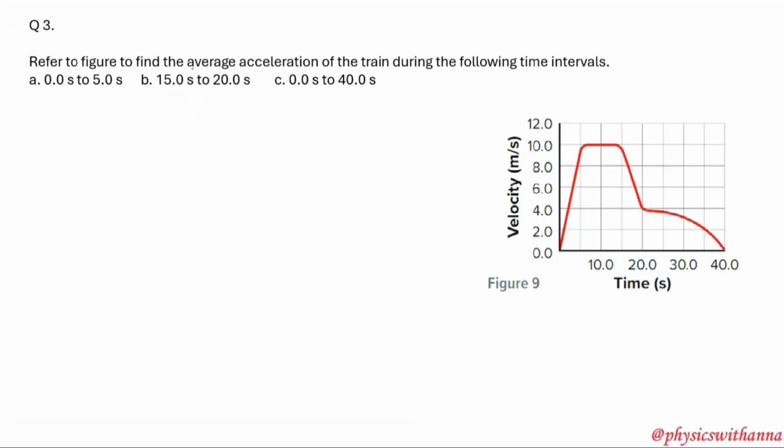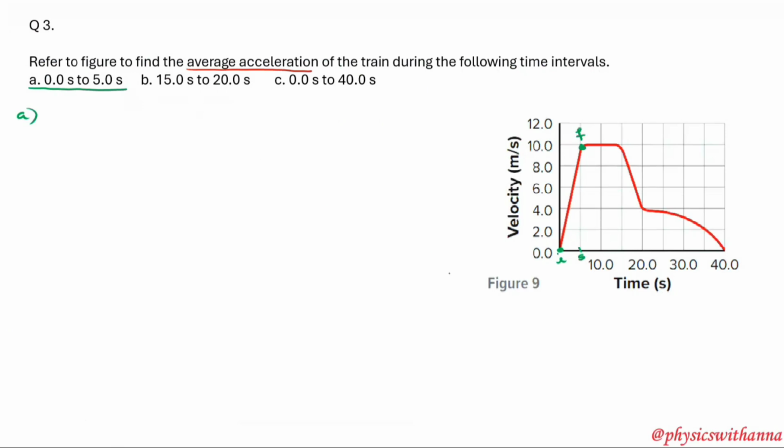Next question. Refer to the figure to find average acceleration of the train during the following time intervals. So we have 3 time intervals here and we need to find average acceleration for each of them. So let's start with part A, where time t is from 0 to 5 seconds. So t equals 0 is right here at the origin. I will call this my initial point. t equals 5 seconds will be in between 0 and 10. So this is 5. Where the graph reaches 5 seconds, we will take that as the final point.